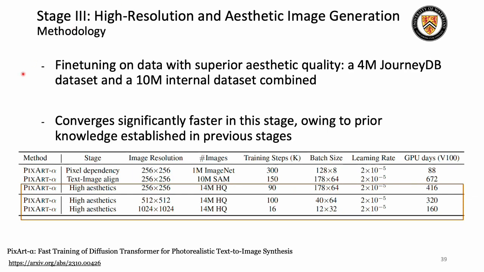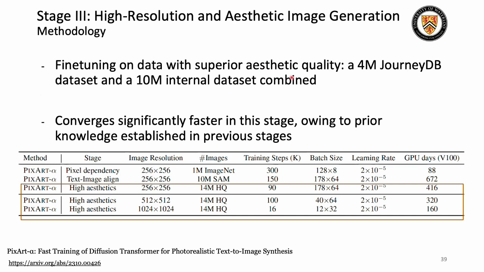So stage 3 of the PixArt Alpha training focuses on generating high-resolution images with a refined aesthetic quality. This stage leverages fine-tuning on data with superior quality, specifically combining a 4 million image dataset from JourneyDB and a 10 million internal image dataset.